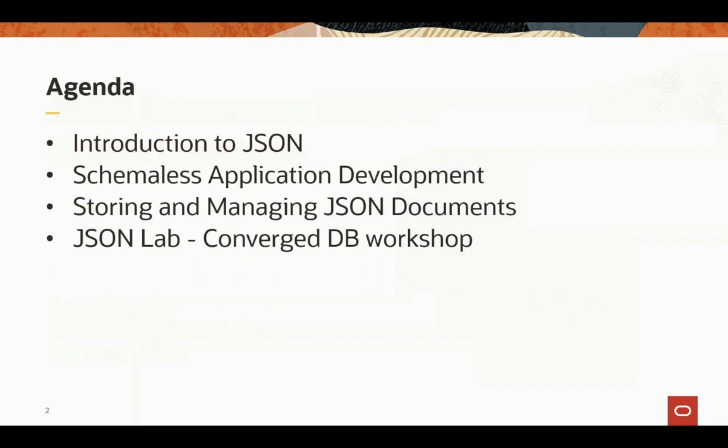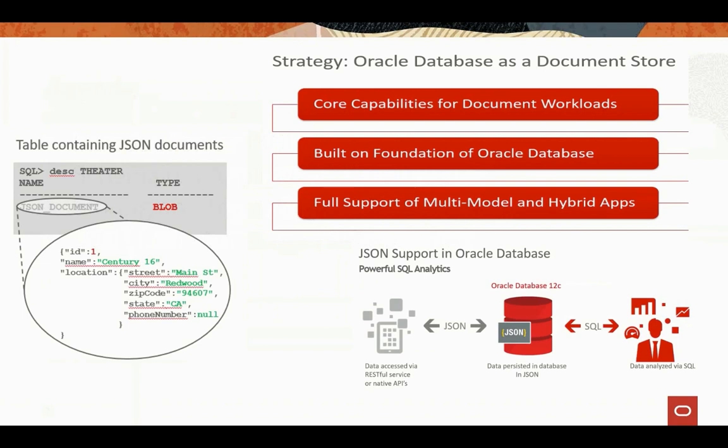This is the information I'm going to be covering: an overview of the JSON document store, and how JSON is the right fit for application development. You will see how to store and manage JSON documents, and also highlights of the JSON lab with respect to the Converged Database workshop. So modern application developers are choosing to store application data as documents instead of using entity relationship models backed by relational storage. The primary driver for this switch is the flexibility offered by JSON-based storage.